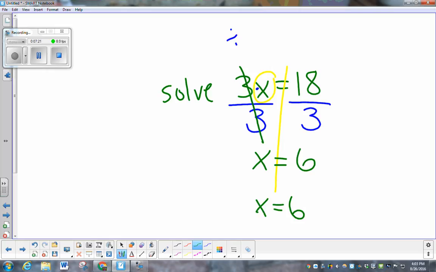I'm going to rewrite my answer to make it neat with no line through it. And you can plug it back in. 3 times x, so 3 times 6, and it is 18. So I know my answer worked.